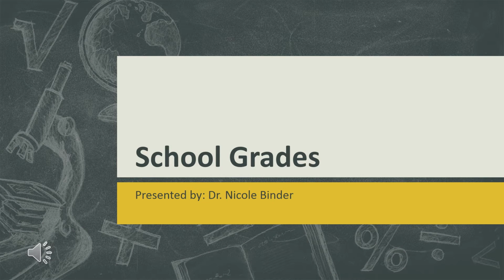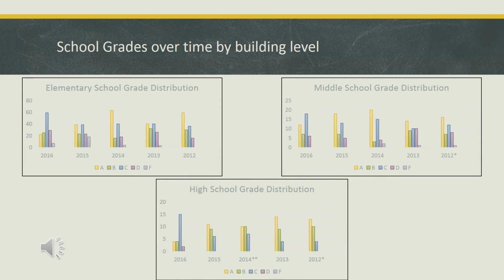Welcome to a brief overview of how school grades are calculated. Shown here are tables of the numbers of A's, B's, C's, D's, and F's, or school grades over time for different building levels. School grades, the A to F scale, started in 1999.